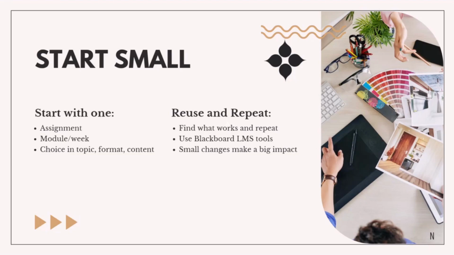Eventually, if it works and you start to see some progress, now go into another course or go into different weeks. But Amber likes these little slogans: reuse and repeat. Find what works and repeat it. Use those Blackboard LMS tools, because if you build things within Blackboard, it's going to be more accessible to students. It's just way better. But make small changes, like 1% changes. That's what we always talk about: just improve your course 1% each day, and you're going to become a course with more universal design for learning.